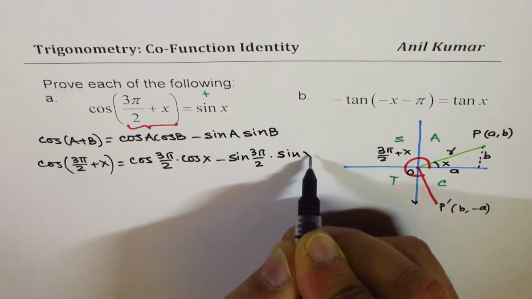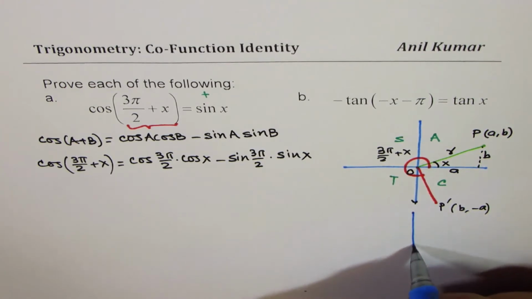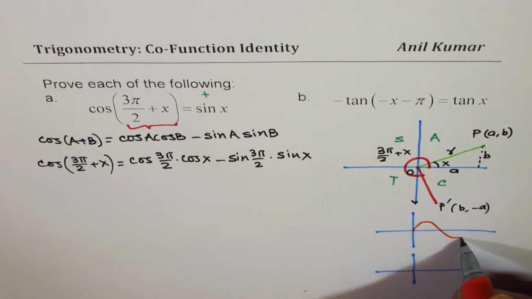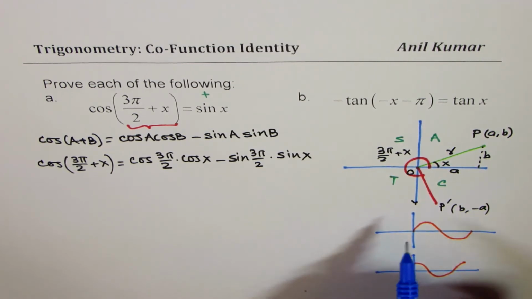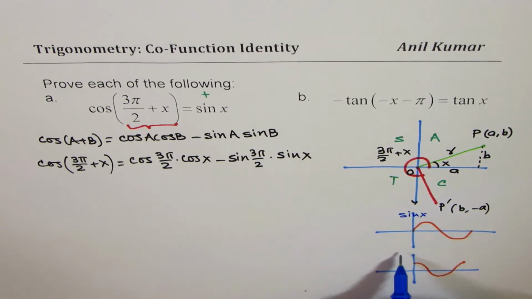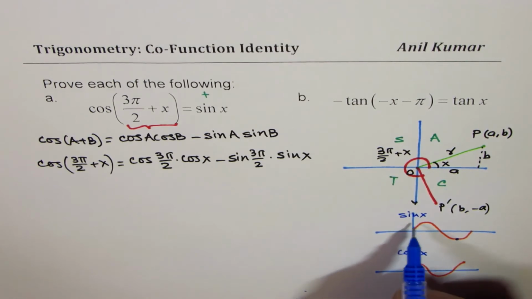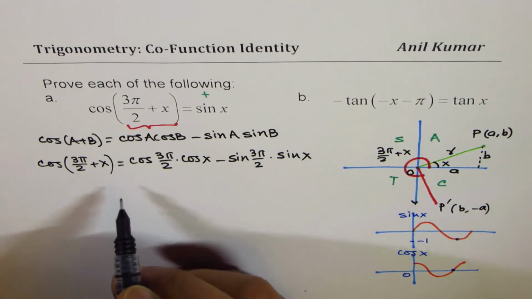times sine of x. Now from the graph, let me sketch both the graphs here. The sine function is like this, right? And the cosine function is kind of like this. So this is the sine function, that is the cosine function. For 3π/2, that's the position. For sin x it is minus 1. And for cos x it is 0. So we'll substitute those values.